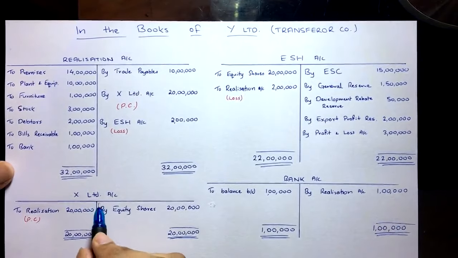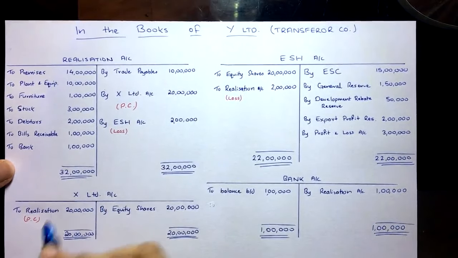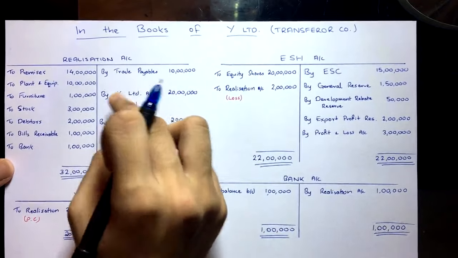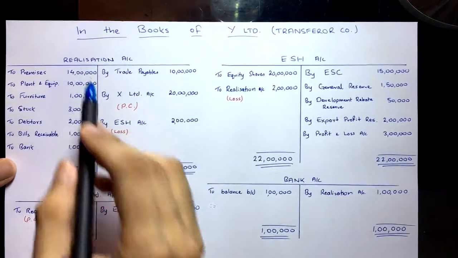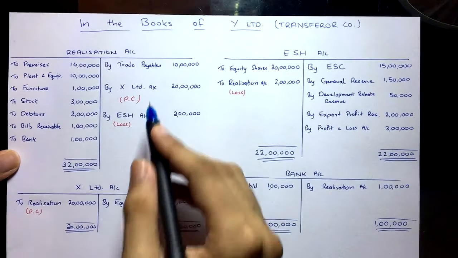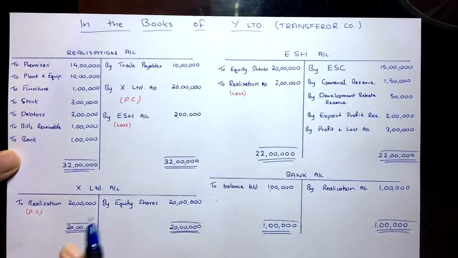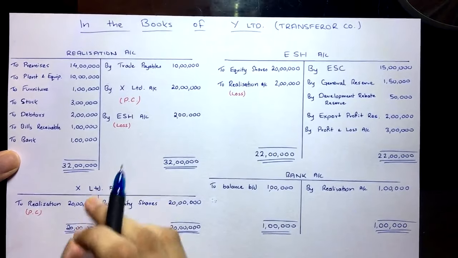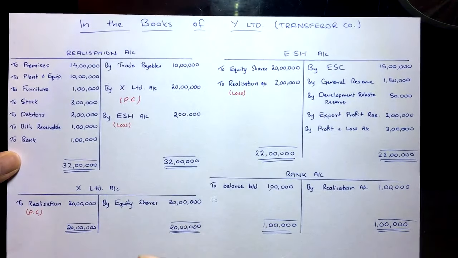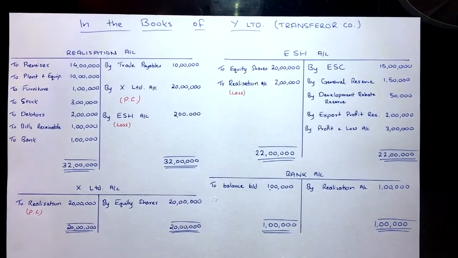In X Limited account, you take the cross posting from realization account. See here, purchase consideration by X Limited is there. So we are going to take 2 realization, purchase consideration. How much? 20 lakh. Simple. Yes, cross posting. And then you have to show the expansion of this purchase consideration. How has this purchase consideration been paid? It is paid in the form of equity shares, right? We know that. In the question only, it is said that.